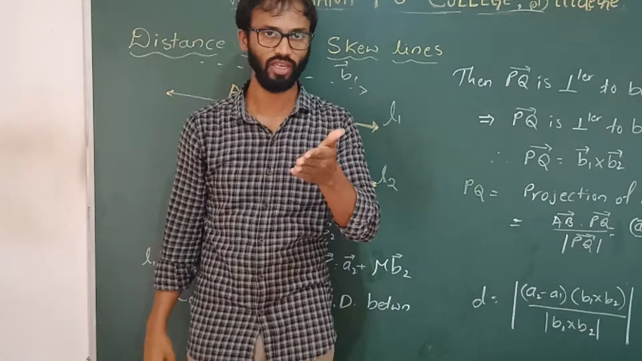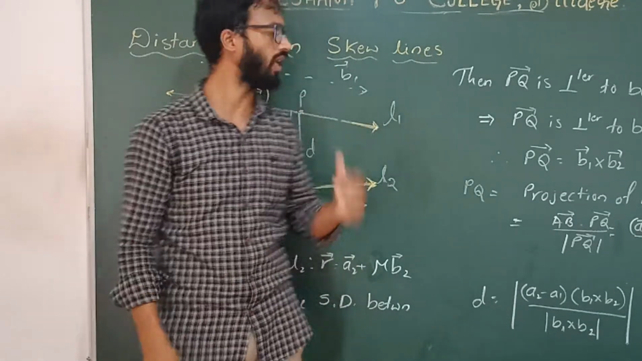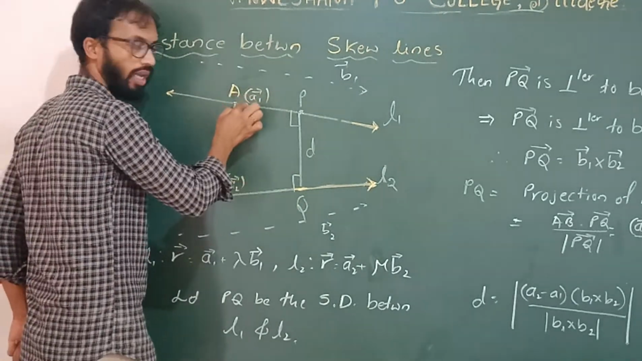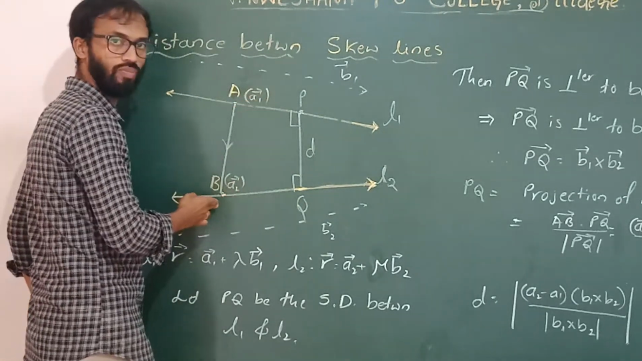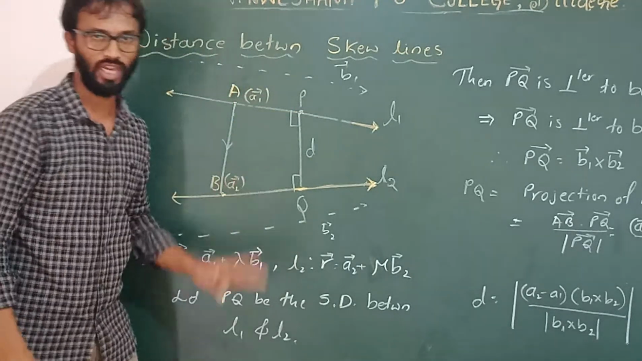Because in the equation of a line, when it is passing through a point and parallel to a given vector, we have discussed that. So L1 and L2 are the two lines which are passing through A1 and A2 and parallel to vector B1 and vector B2 respectively.